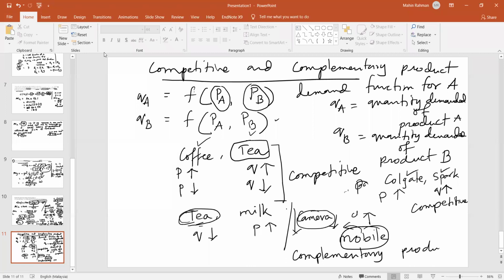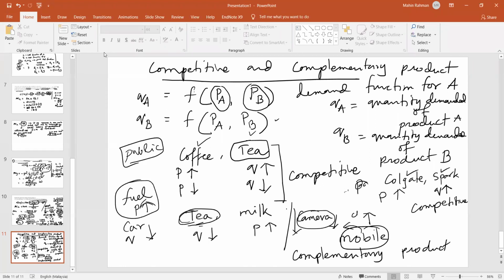Complementary product. Or suppose fuel. If the fuel price goes up, the demand for cars goes down. People use public transportation, they don't use the private car. So the demand for private cars goes down if the price of fuel goes up, or people don't travel so much, so they just use public transportation. This kind of product, we call it complementary.